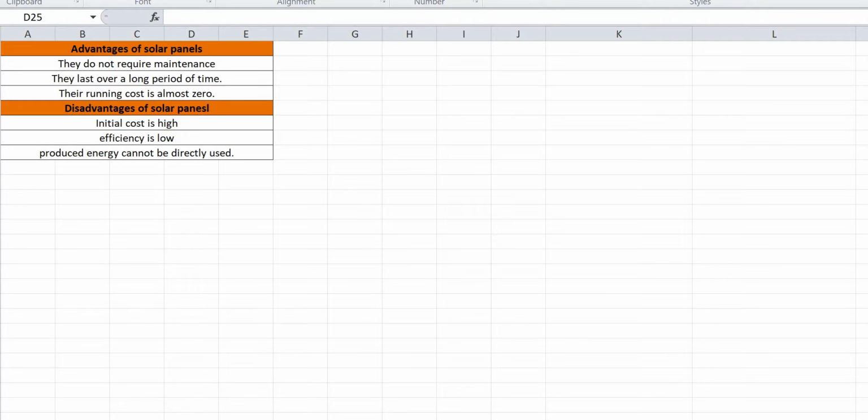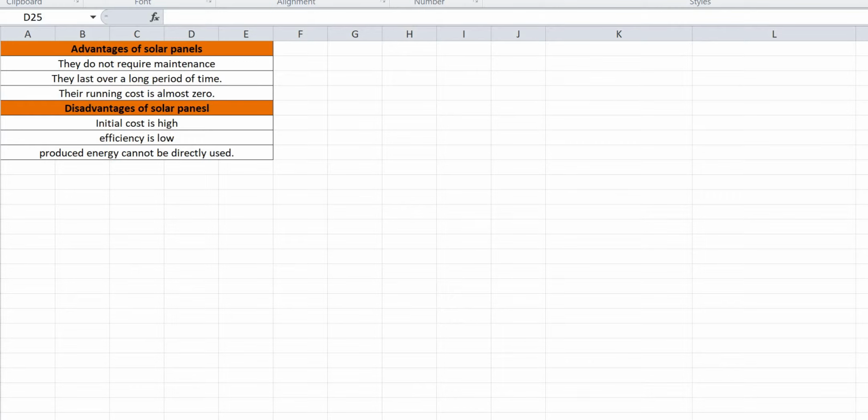The advantages of solar panels. The advantages of solar panels are that they do not require any maintenance. They last over a long period of time. Their running cost is almost zero. They are almost suitable for remote, inaccessible and isolated places where electric power lines cannot be laid. They do not cause any pollution in the environment.